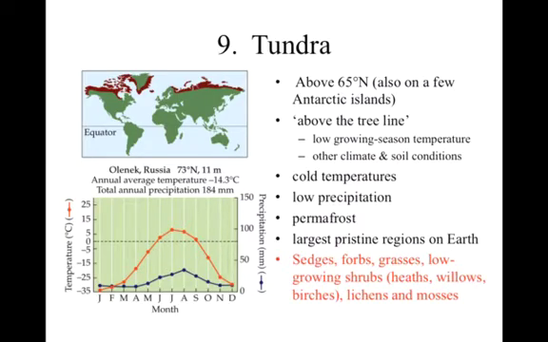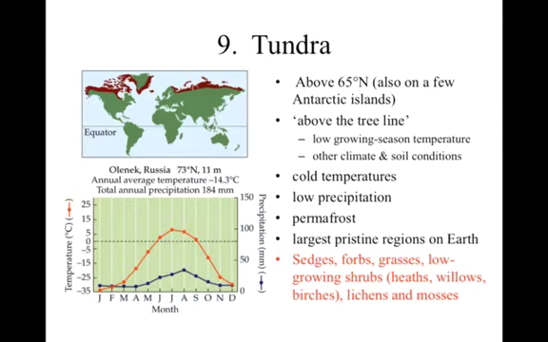All right. The final biome is the tundra, and this occurs above 65 degrees north, and also on a few Antarctic islands. This is what we call above the tree line, so there's very low growing season temperature. It's cold all the time, even in the best of times. And then there's sort of other additional rough climate and soil conditions. So we have very low precipitation. We tend to be bordering onto those polar desert regions. Not surprisingly, we're even further above the boreal zone. We have permafrost. But despite this, these are some of the largest pristine regions on Earth.